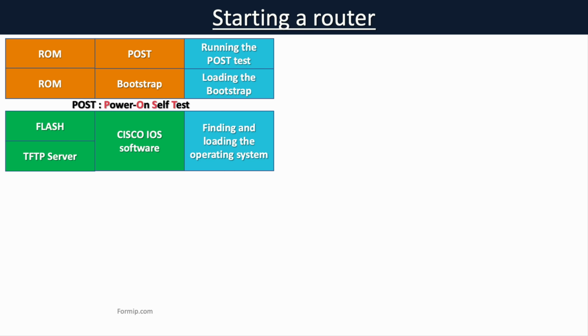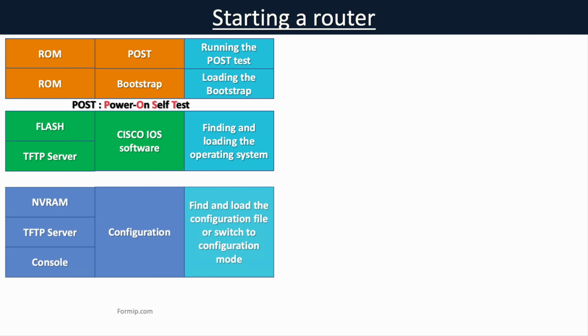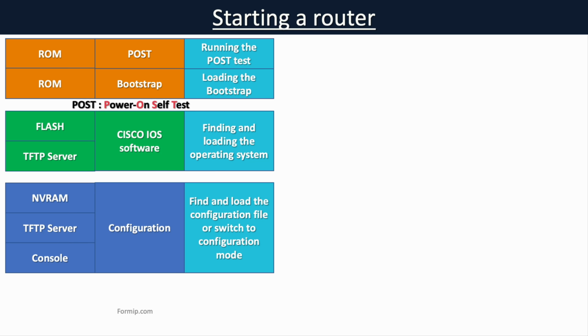Once the IOS is loaded, the Bootstrap will look for the startup config file in the NVRAM. This is the file that contains the router's commands and settings. If the Bootstrap manages to find this file, it will then be copied to RAM as the current configuration file. That is to say, the running config.